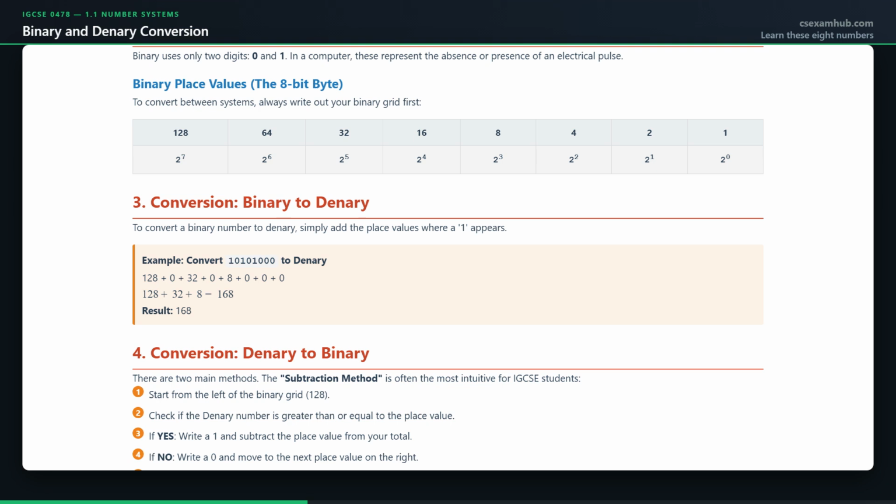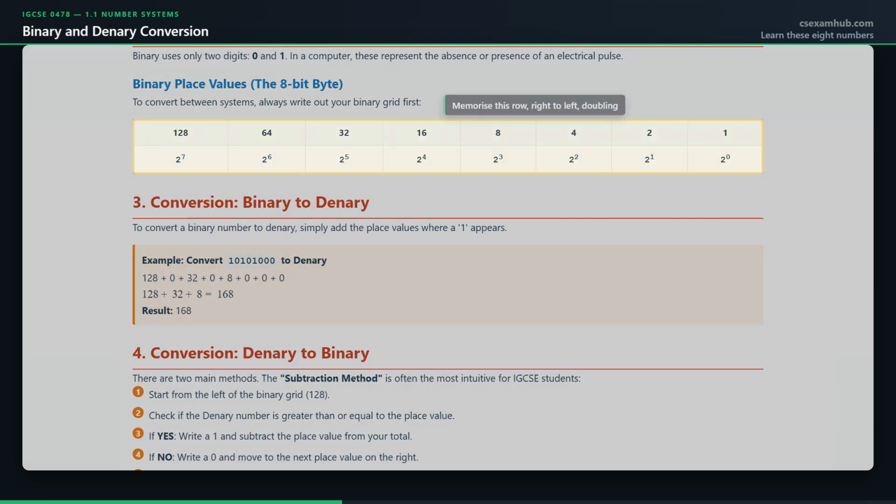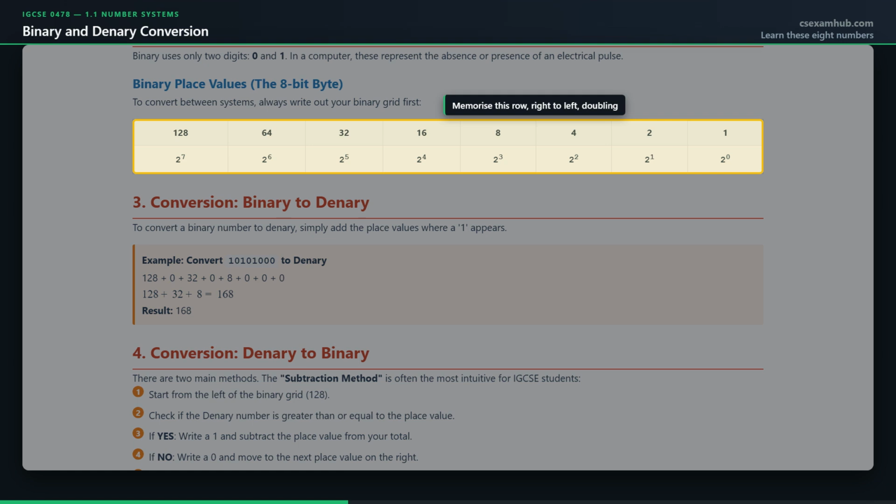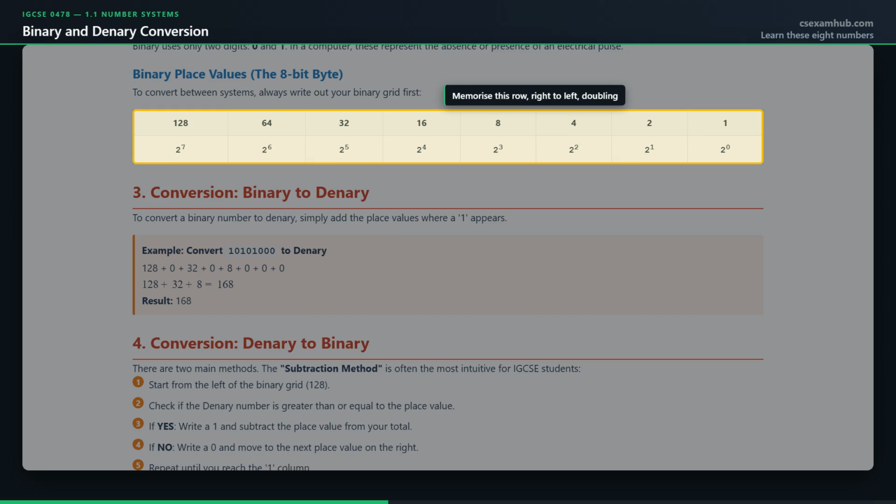For an 8-bit byte, the columns are 128, 64, 32, 16, 8, 4, 2, 1. I would genuinely recommend memorizing that sequence right to left, doubling each time. 1, 2, 4, 8, 16, 32, 64, 128. If you know those 8 numbers, every conversion question on paper 1 becomes arithmetic you can do without thinking. Students who have to rebuild that row under exam pressure make errors, and worse, they lose time they need elsewhere.